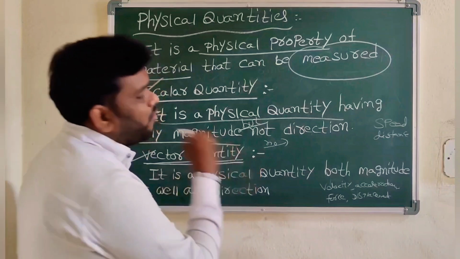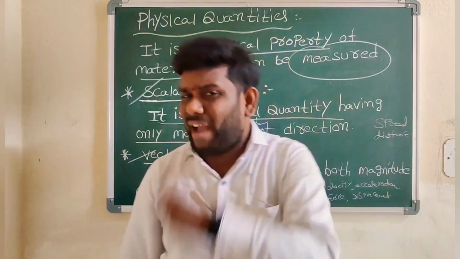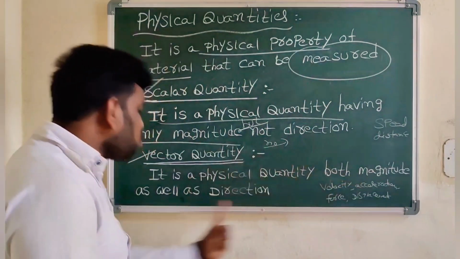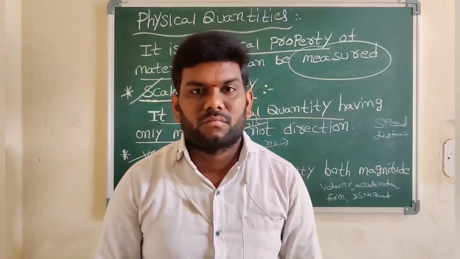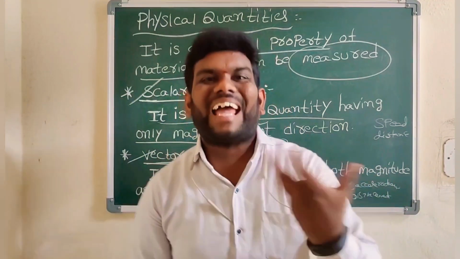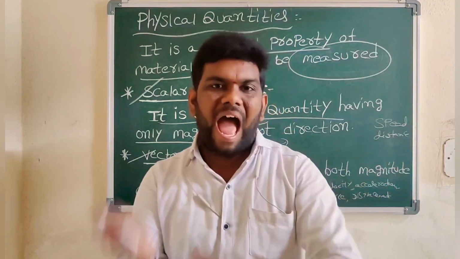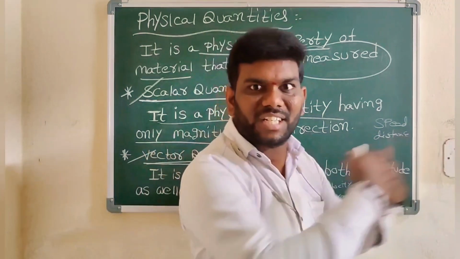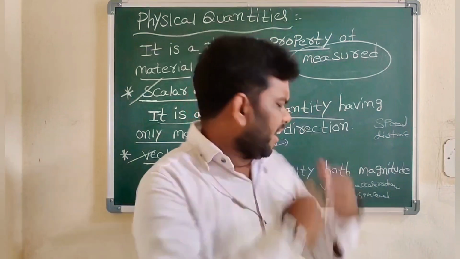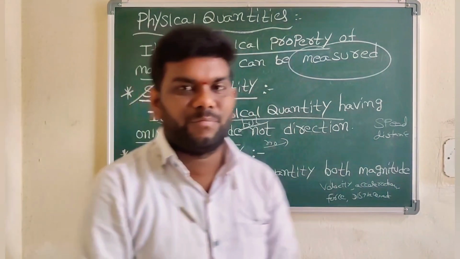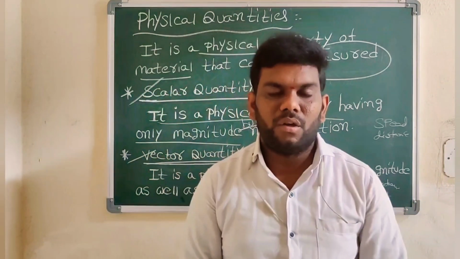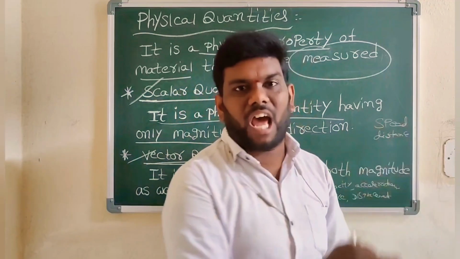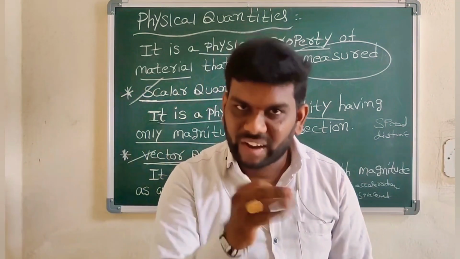And next is vector quantity. So in scalar, only magnitude but no direction. But in vector quantity, both magnitude as well as direction. Magnitude untundi, direction untundi. So both magnitude as well as direction means vector. Ekkadaithe magnitude undi, particular direction antu untundo, dani peru vector. The best example is velocity. Already I told velocity formula. So velocity is equal to displacement by time. Here velocity is a vector quantity, and displacement is also a vector quantity.